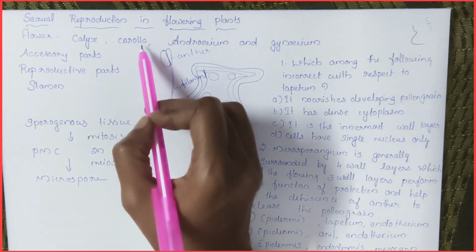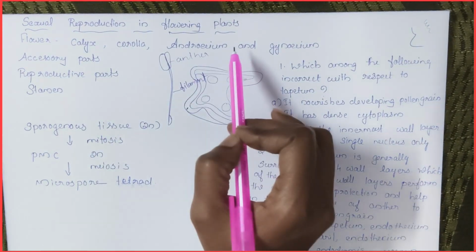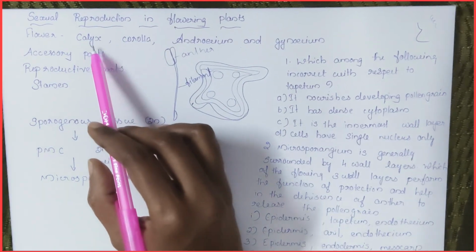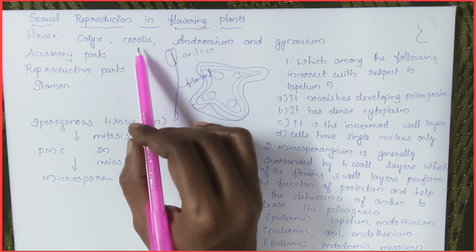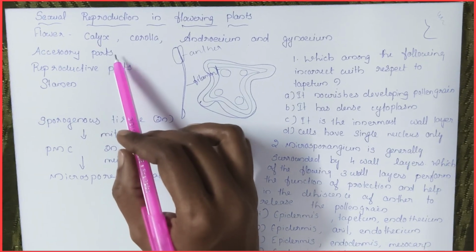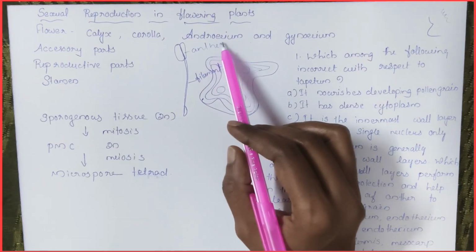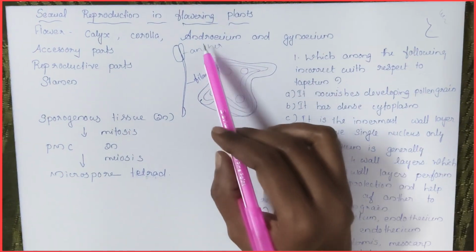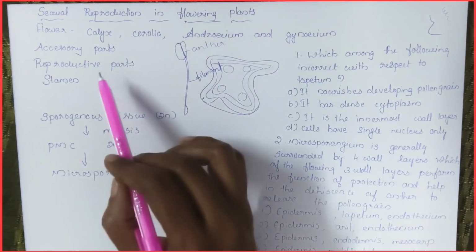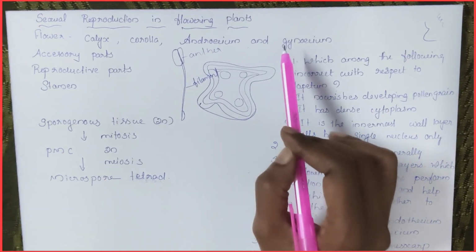A flower contains four parts, that is calyx, corolla, androecium, gynoecium. All these four parts or whorls are located on the thalamus. Calyx and corolla, the first two parts, or sepals and petals, are called accessory parts of the flower because these parts are not directly involved in reproduction. The next two parts, androecium and gynoecium, or you can say stamen and pistil or carpel, are called reproductive parts or essential parts because they are directly involved in reproduction.